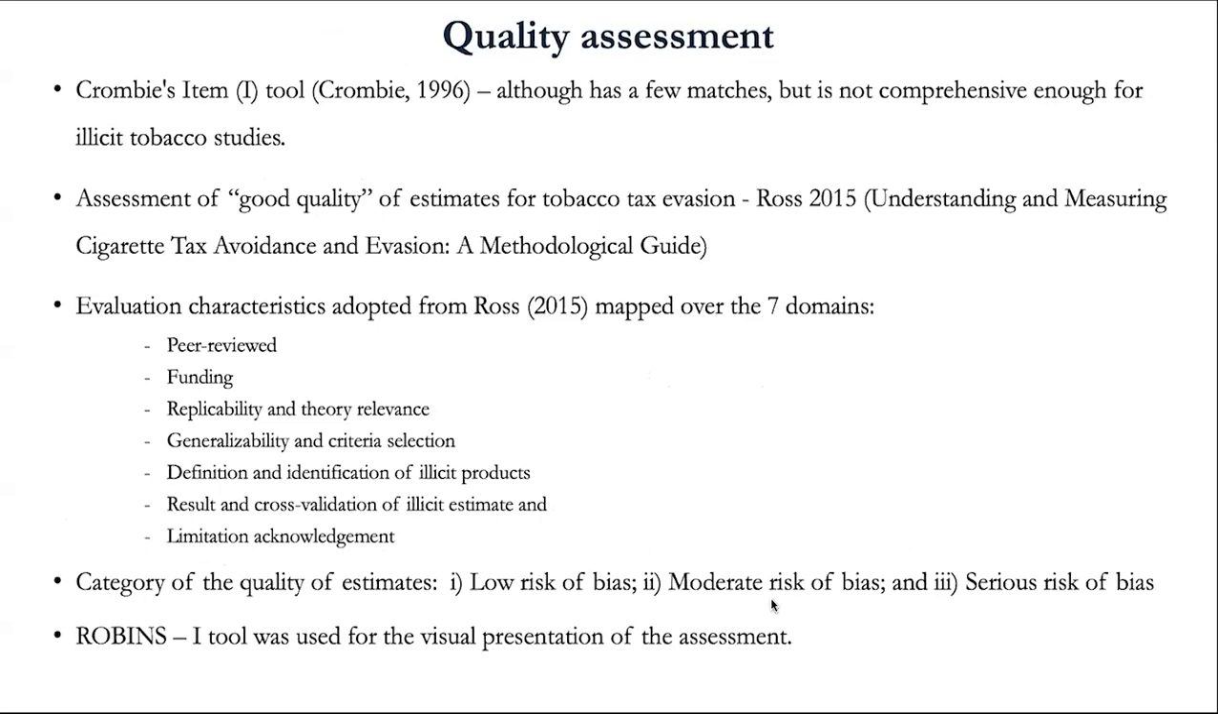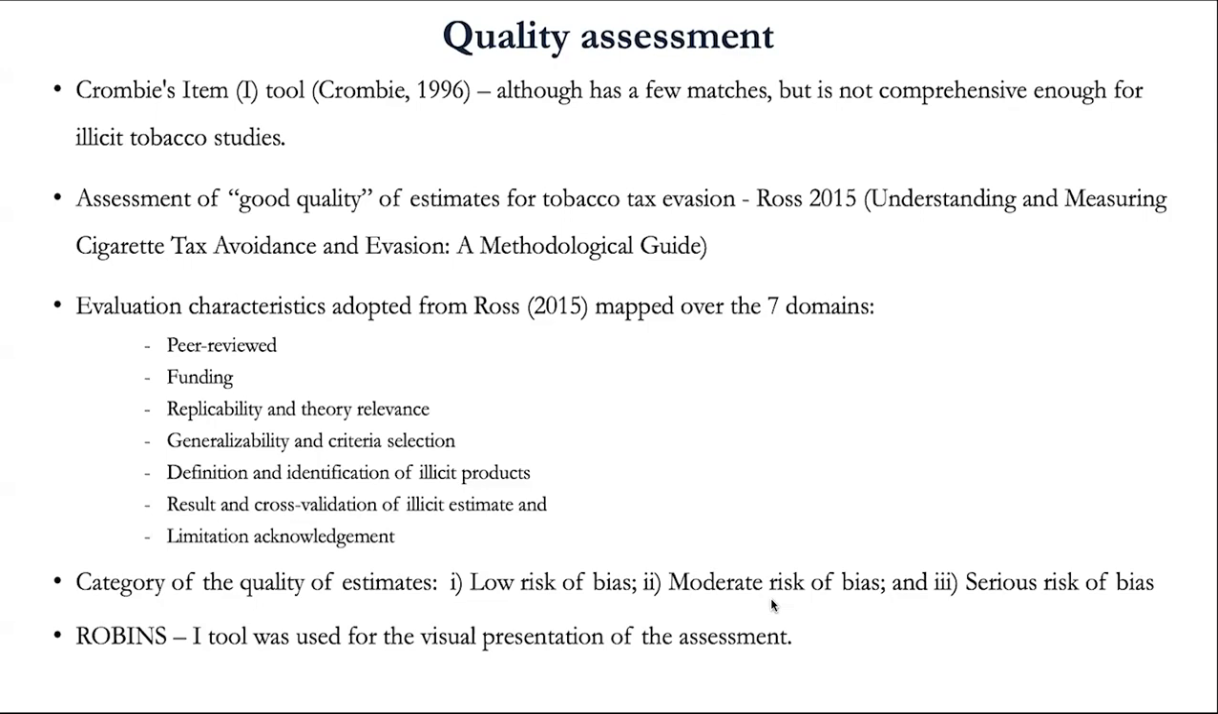For the quality assessment or critical appraisal of the estimates, since the existing tools lacked both completeness and comprehensiveness to appraise illicit tobacco studies, we used Crombie's item tool and matched it with an established framework suggested by Professor Hana Ross. This framework was explained in detail in the methodological textbook for tobacco tax evasion titled Understanding and Measuring Cigarette Tax Avoidance and Evasion: A Methodological Guide. This guide provides guidelines to assess the quality of estimates from tobacco tax evasion studies. So we used the framework suggested by this guide along with Crombie's item tool to develop our own critical appraisal for this systematic review.